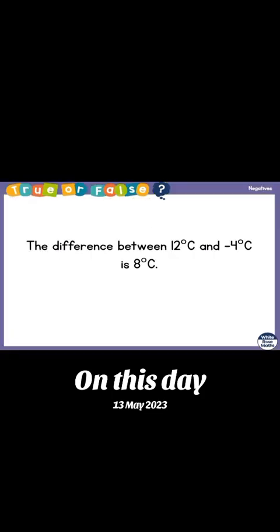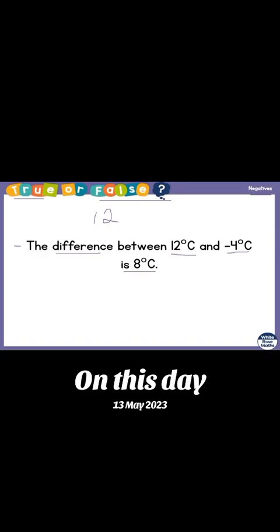This next one, true or false, looking at negative numbers: the difference between 12 degrees and negative 4 degrees is 8 degrees. So is this claim true or false? Well, think of difference as the largest number take away the smallest number. The word difference here is always going to be a positive answer.